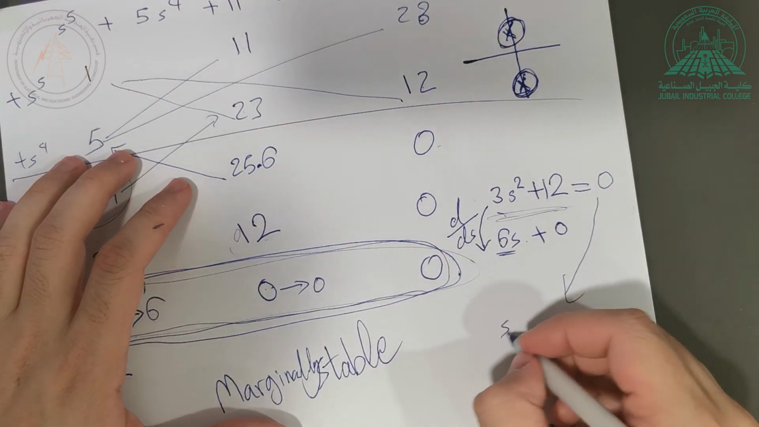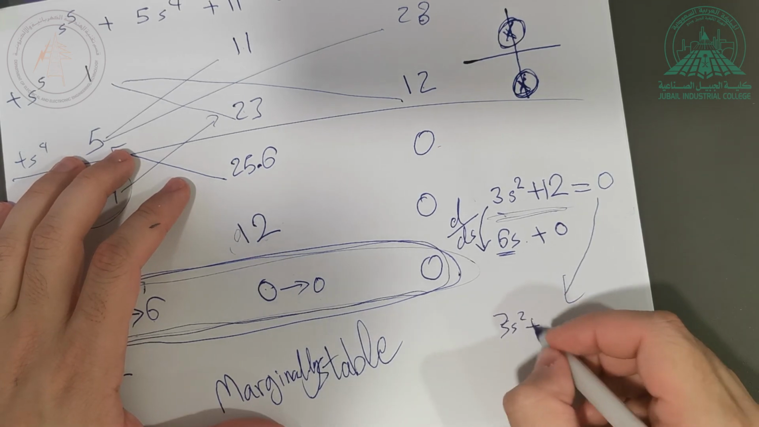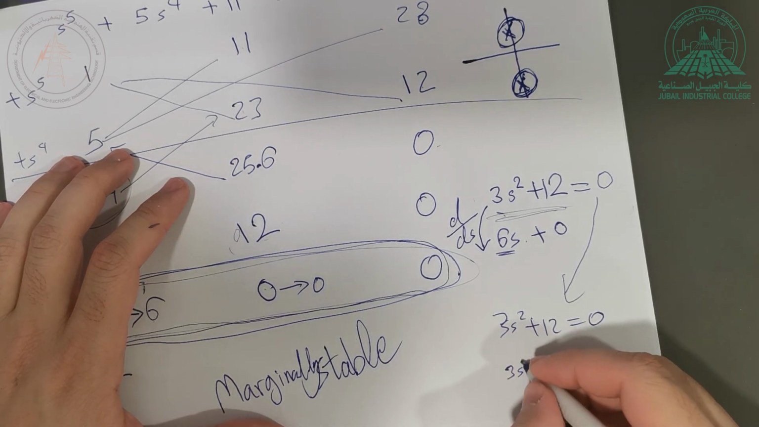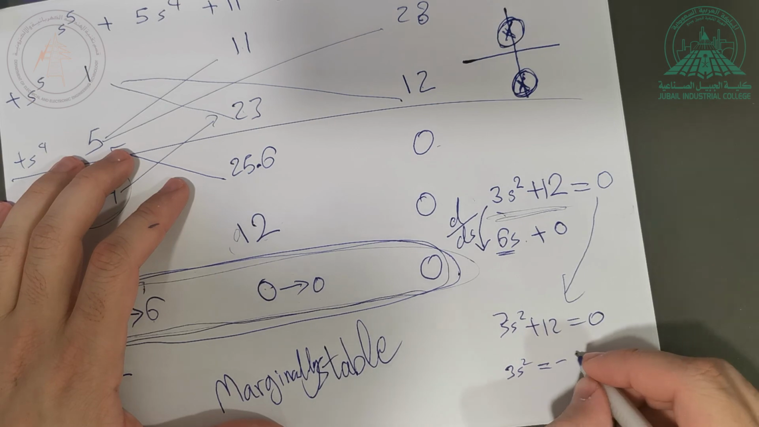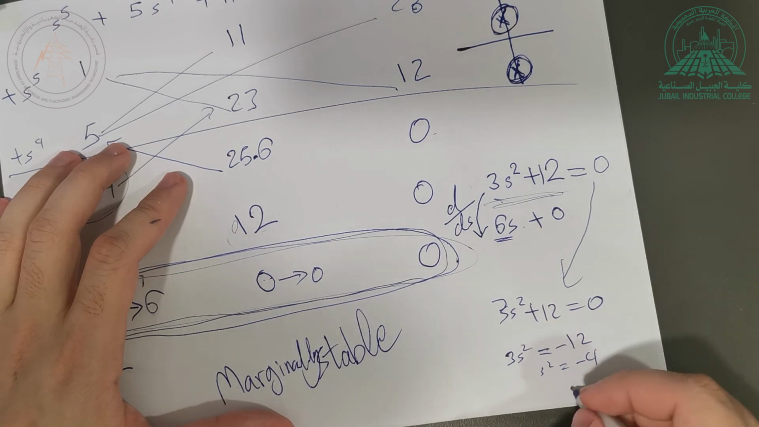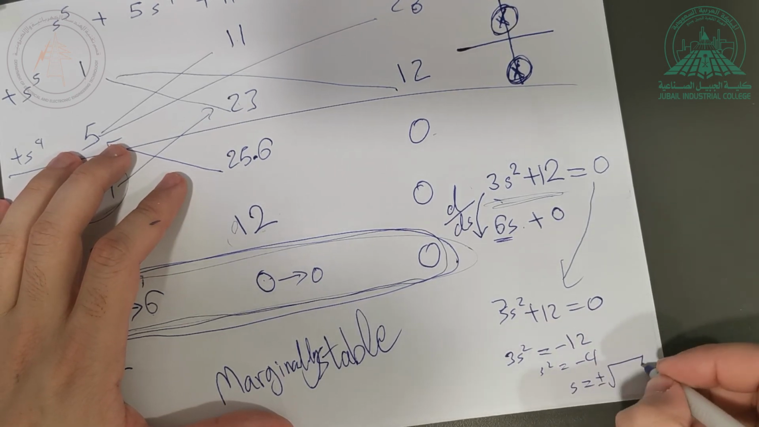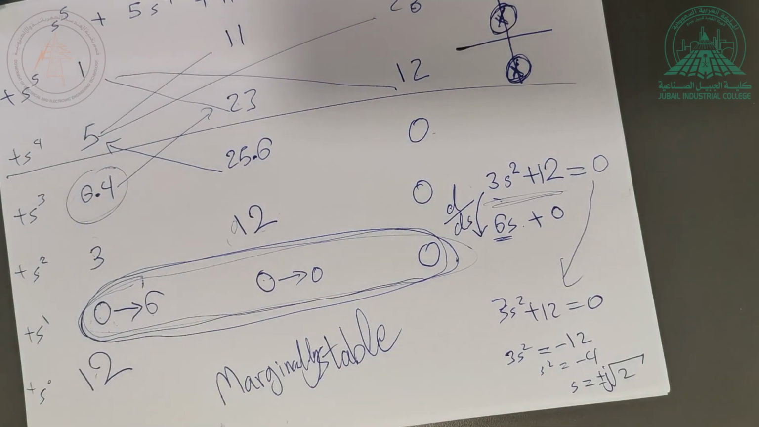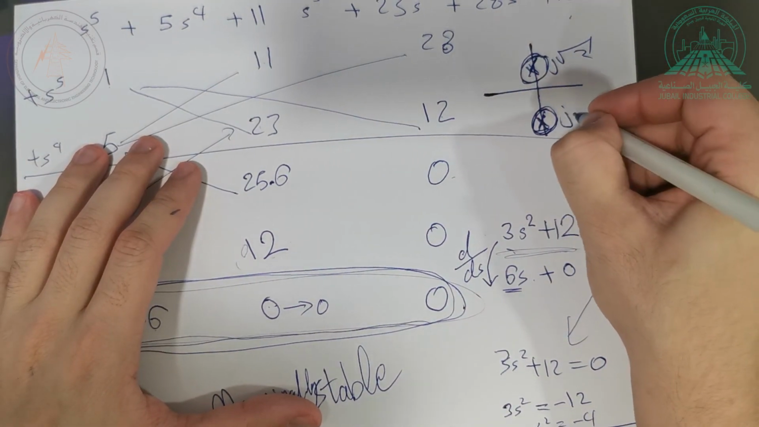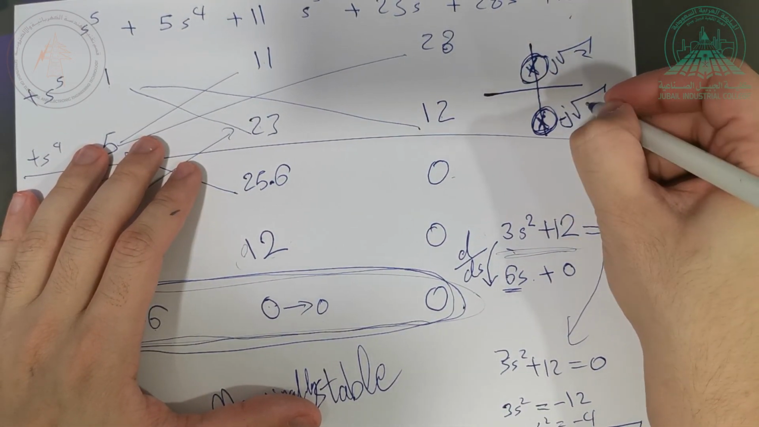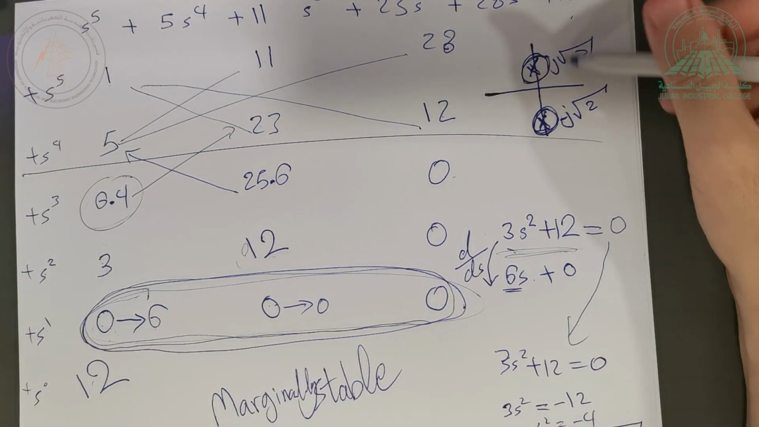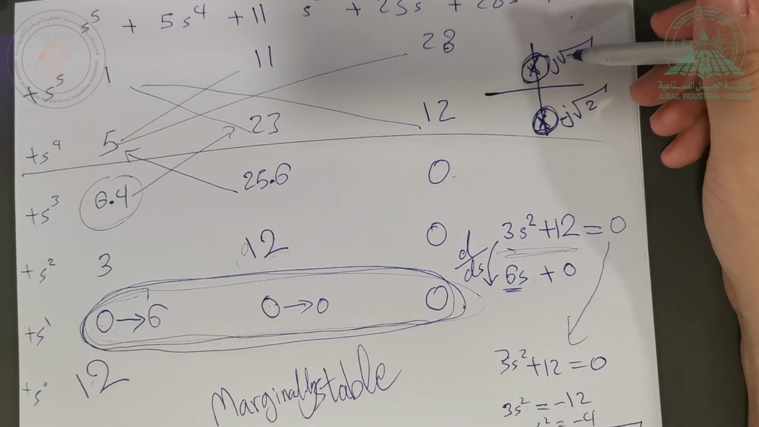So 3s square plus 12 equal to 0. Move to the other side, so it becomes 3s square equal to minus 12. Divide by 3, so you get s square equal to minus 4. Take the square root, so you get s equal to plus or minus j root 2. Now what is the oscillation frequency? It is root 2. So here I have j root 2 and minus j root 2, two poles on the j omega axis, as you can see here. And root 2 is the oscillation frequency.